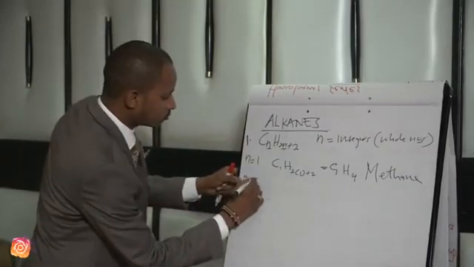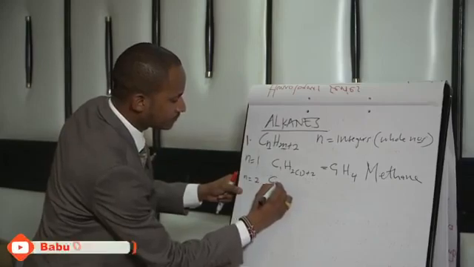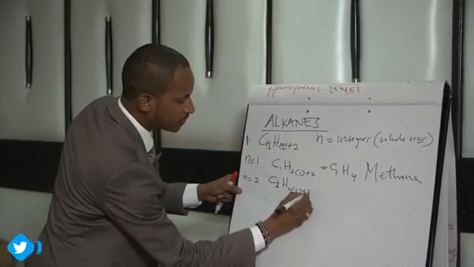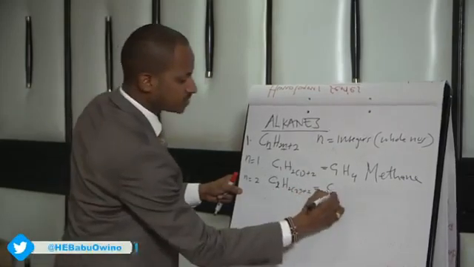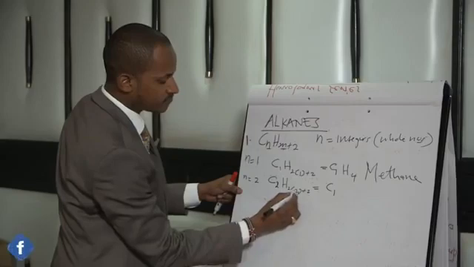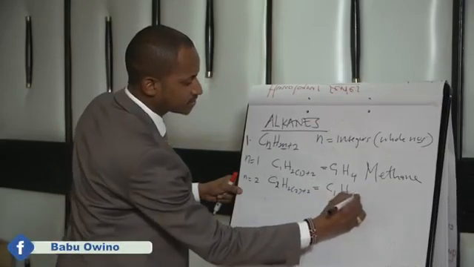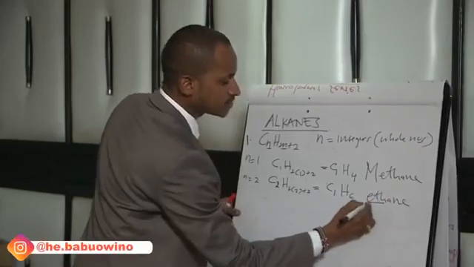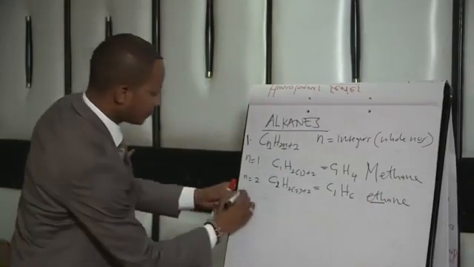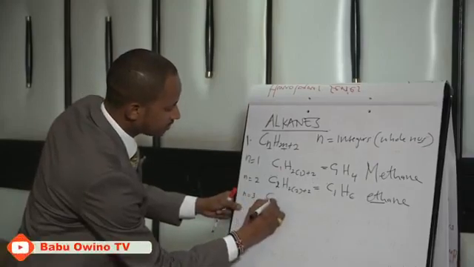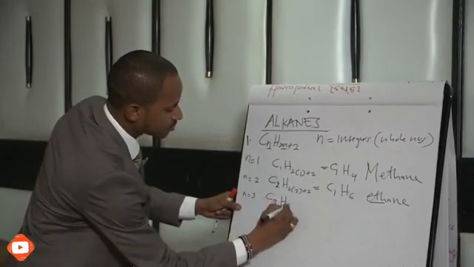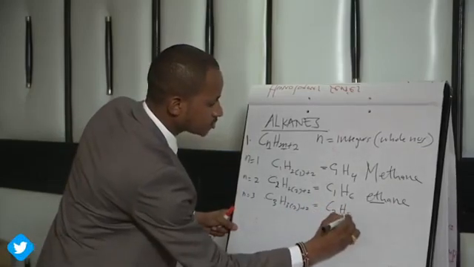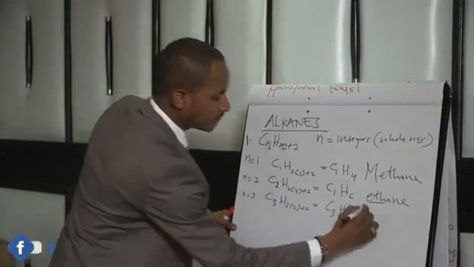When n is 2, you simply place C2, H, 2 times 2, plus 2. This is going to give us C2, 2 times 2 is 4, 4 plus 2 is 6, C2H6. This is ethane. When it's 2, it is ethane, eth. When n is 3, it is C3, H, 3 times 2 plus 2. That is C3H8. That is propane.